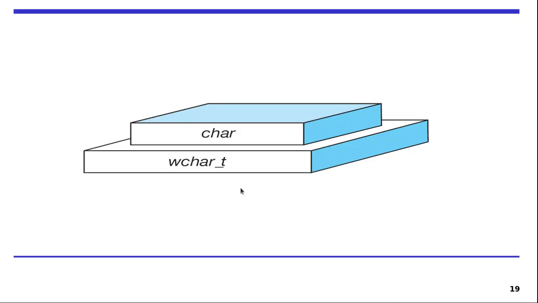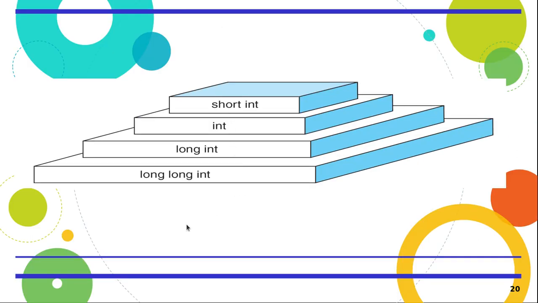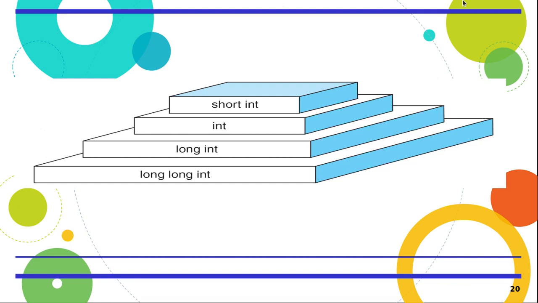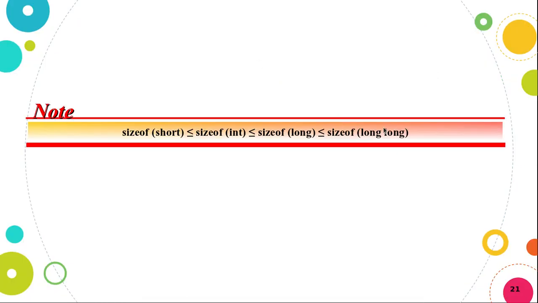Here there are two types of character, char and wchar. Integers are of 4 types: short int, int, long int, and note that basically this difference is of size. Size of short is less than size of int, which is less than size of long. You can see there and note it.